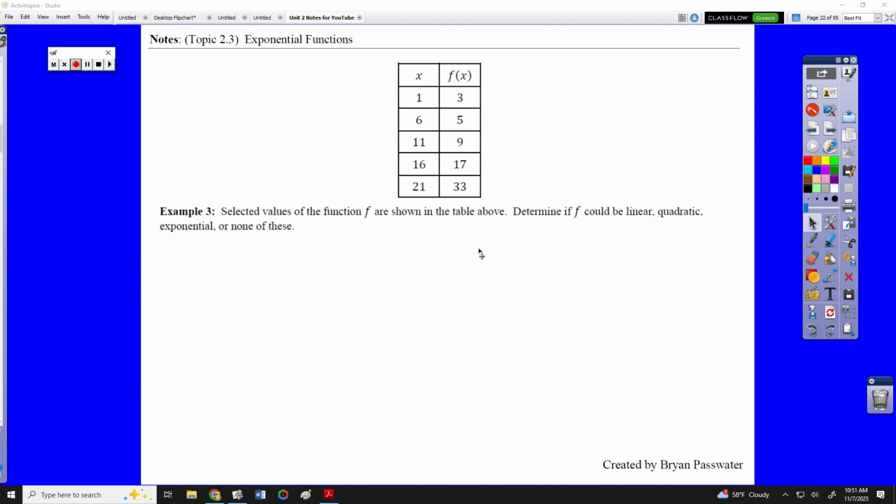So here on this example, it says the selected values of f are shown on the table above. Determine if f could be linear, quadratic, exponential, or none of these. So again, there's a couple things to consider here.